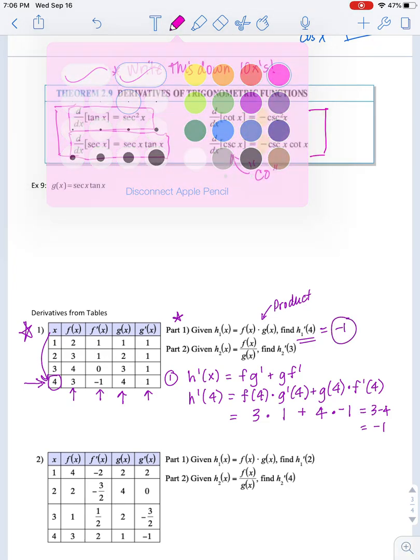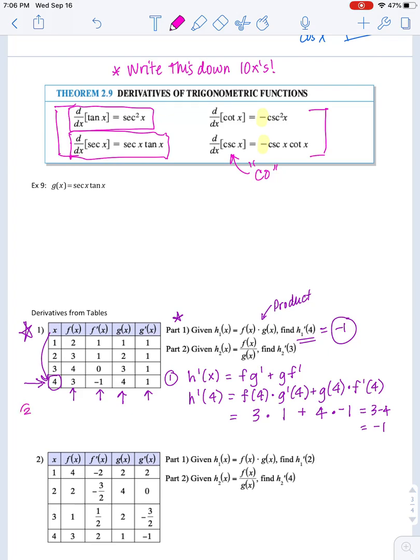Okay, part 2 is going to involve a quotient rule, because they've defined this h2 function as a quotient. So it's low d high minus high d low all over the denominator squared. We're again plugging in 3 this time. So in order to calculate this, I need g of 3 as my first part of my numerator times f prime of 3, which is 0. I use this, then this, minus sign.